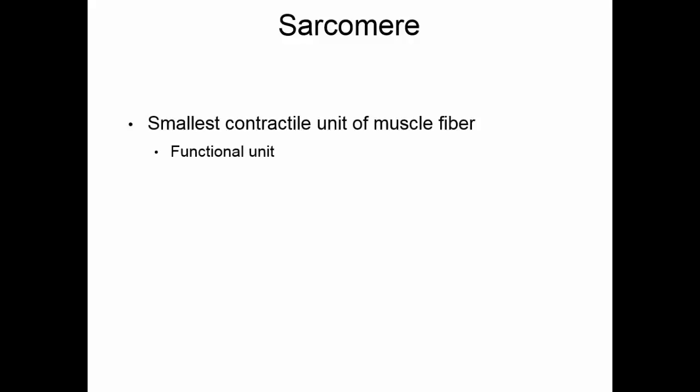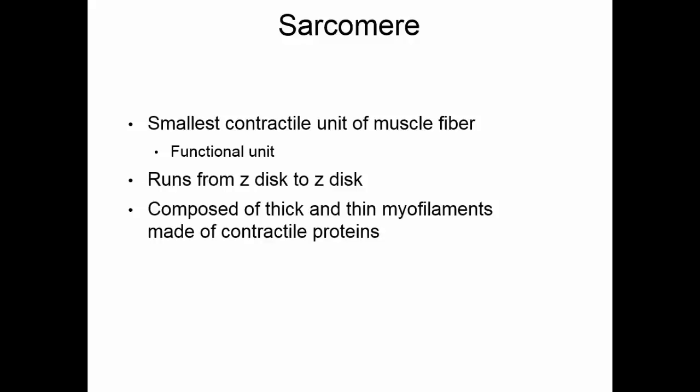The sarcomere is the smallest contractile unit of a muscle fiber. It's what we call the functional unit of the muscle fiber. It runs from Z disc to Z disc, and it's composed of overlapping thin and thick myofilaments. These are the contractile proteins. Myosin is the protein that makes up the thick filaments, and actin is the protein that makes up the thin filaments.